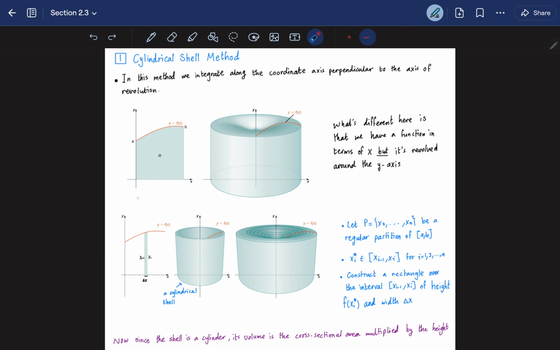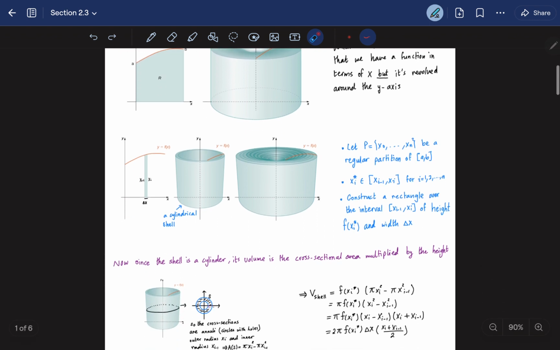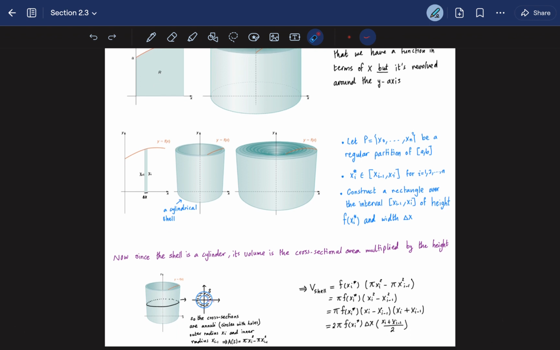So let's say that I have this region R and I have a function in terms of x. Here I want to revolve this region around the y-axis. So I have a function in terms of x, I'm revolving around the y-axis, so we're going to get this solid. Okay, so let's look at one rectangle in that region, see what happens if we revolve it around the y-axis, and then see how we're going to be able to find the volume.